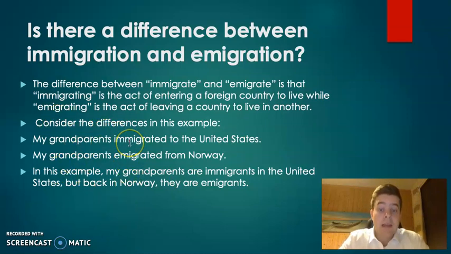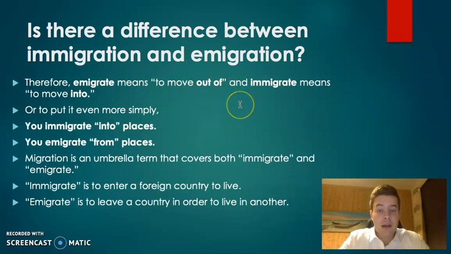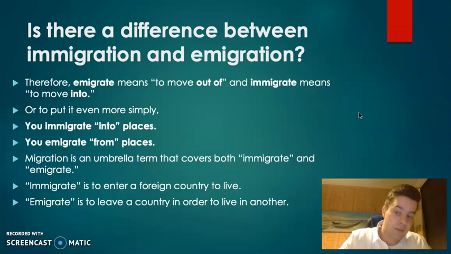Let's take a look at this example. My grandparents immigrated to the United States, but my grandparents emigrated from Norway. So my grandparents are immigrants in the United States, but back in Norway they are emigrants. To emigrate means to move out of, and immigrate means to move into. So you immigrate into places and you emigrate from places. Migration is the umbrella term that covers both immigrate and emigrate. To immigrate is to enter a foreign country to live, while emigrating is to leave a country in order to live in another.